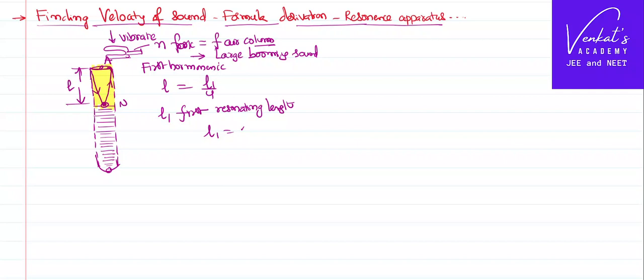sorry, I have said it wrong. Let me just correct it. Here, the first resonating length L1 is equal to the distance between node and antinode, that is lambda by 4. So L1 equals lambda by 4. The first resonating length is the distance between the node and antinode in the fundamental mode of vibration. So L1 is equal to lambda by 4.